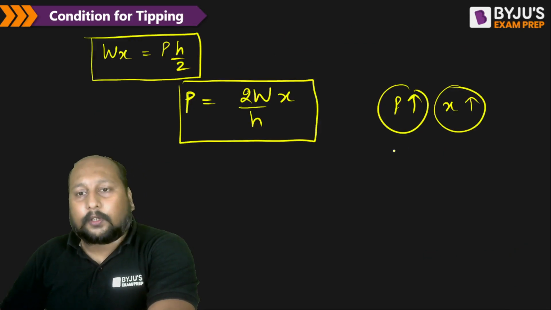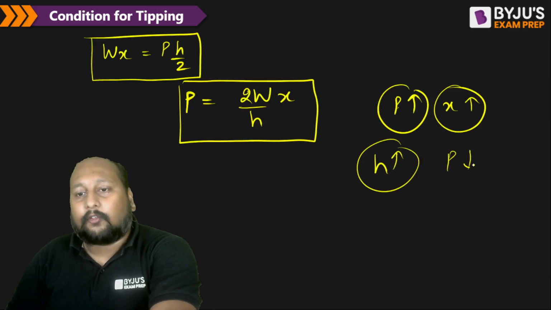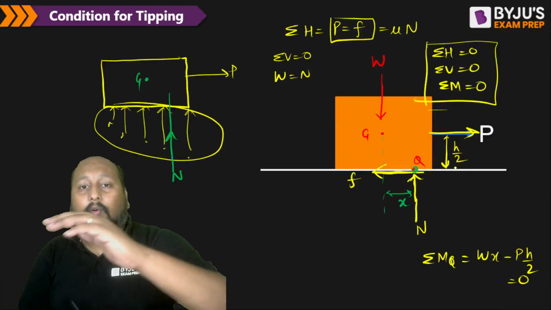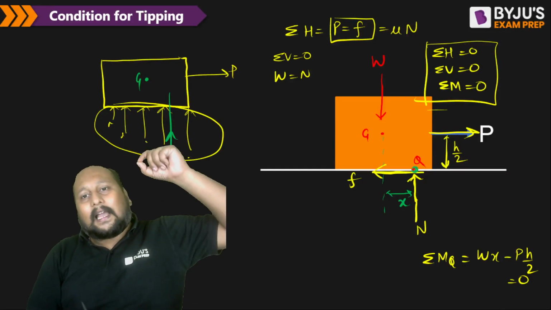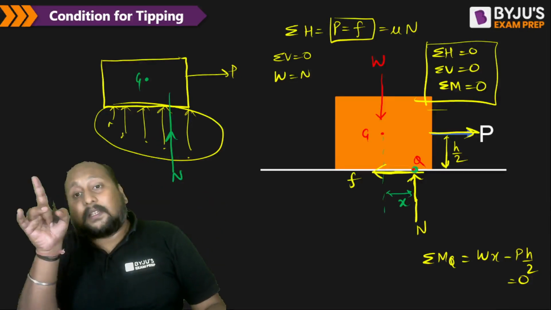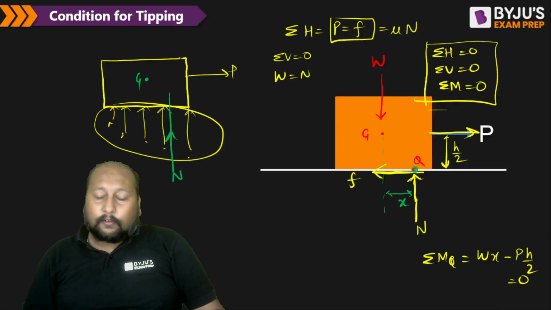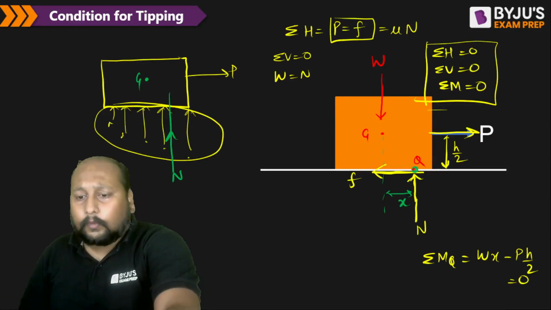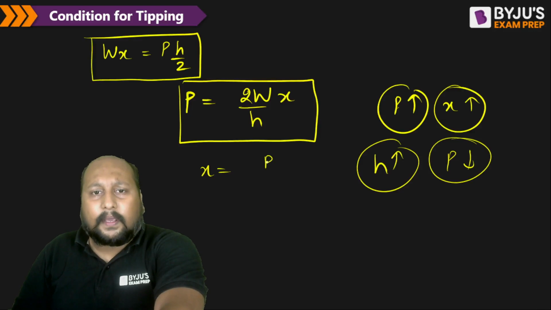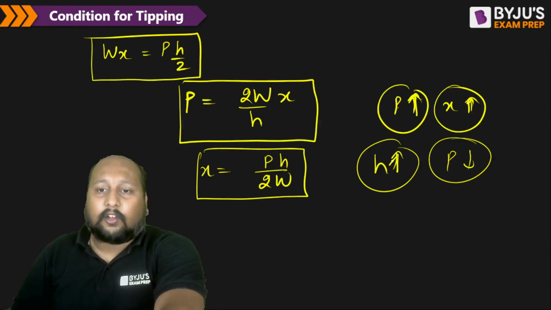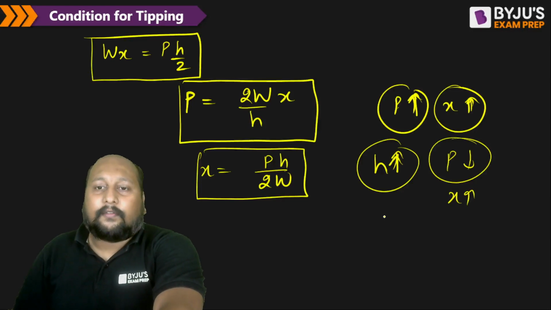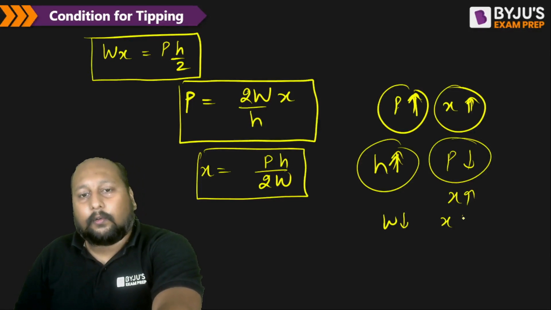Okay, fine. Let us suppose I increase the value of h, then I have to decrease the value of P, right? If I try to apply a force P above the CG, I definitely have to decrease the magnitude of the force. If I increase the magnitude, there is a chance of toppling. Very important point. Or I can say x is equal to P into h by 2 into W. We can simply understand it like this. If I increase the value of P, x increases. If I increase the value of h, your x value also increases. If you decrease the weight of the body, the x value increases.